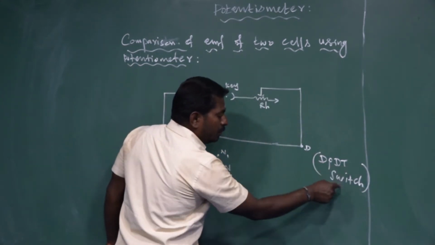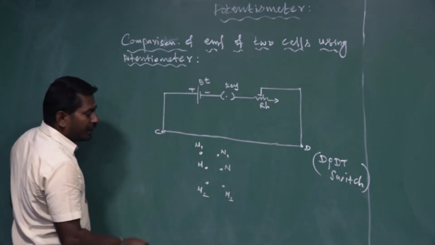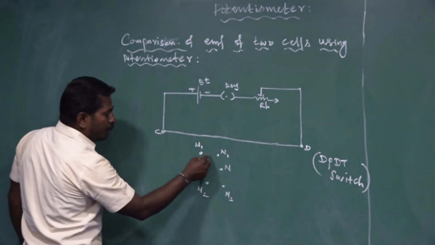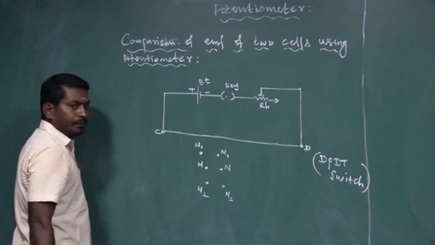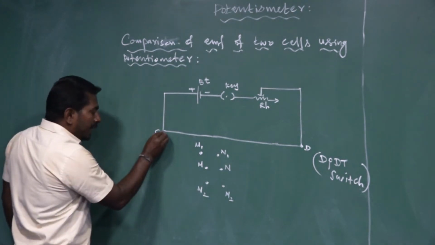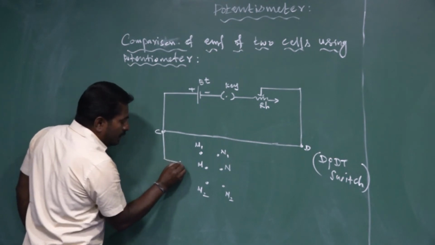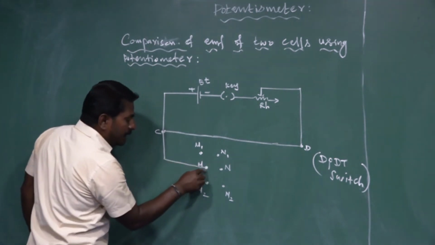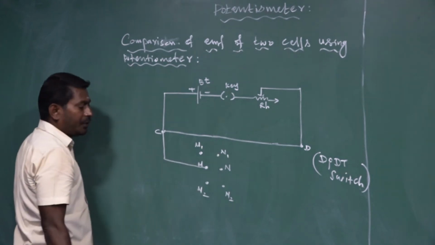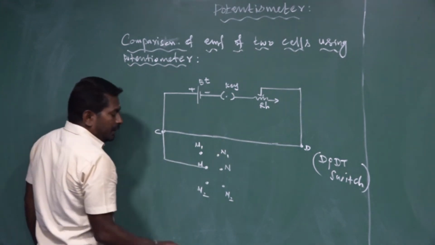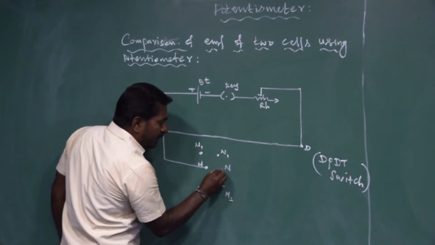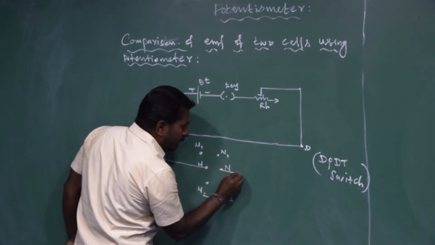Double pole, double throw switch. It has 6 terminals: 1, 2, 3, 4, 5, 6. The C end of the potentiometer wire is connected to the M terminal of the DPDT switch. Then the N terminal of the DPDT switch is connected with the galvanometer.